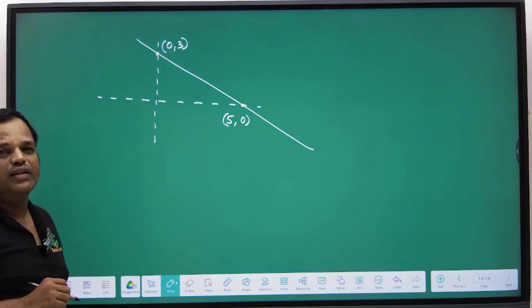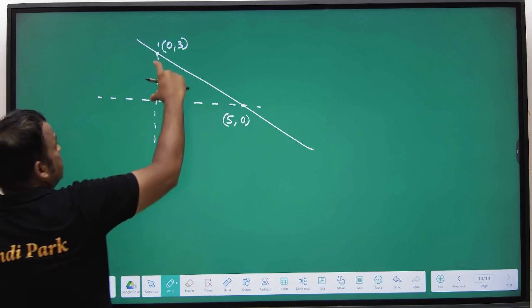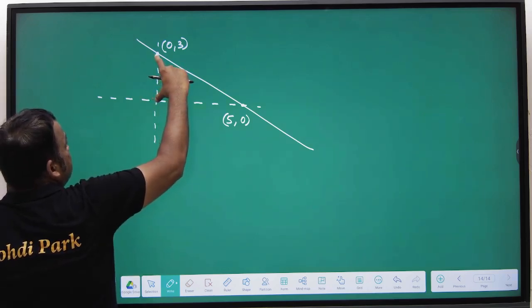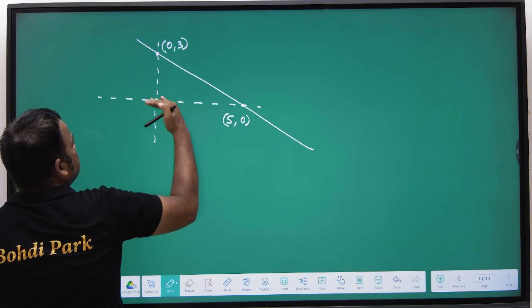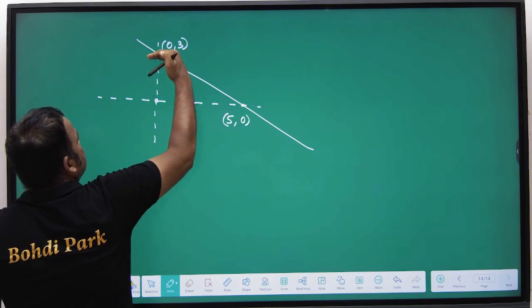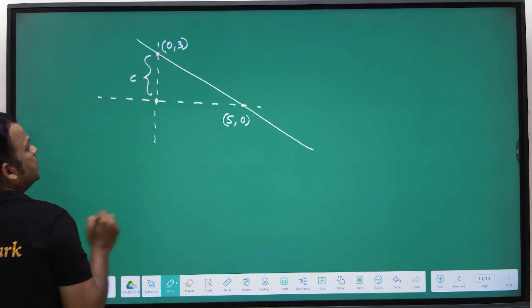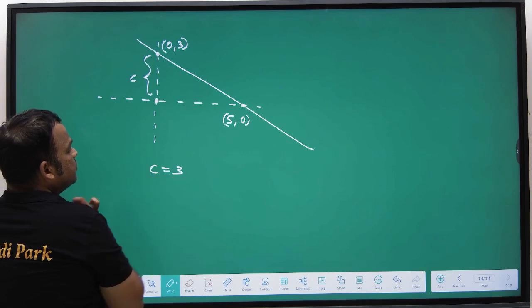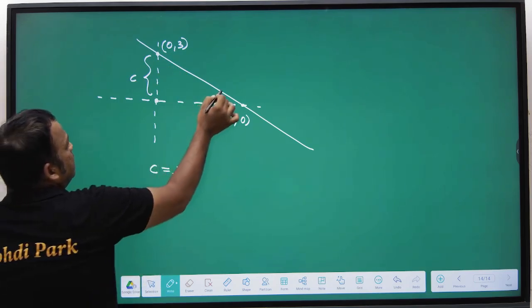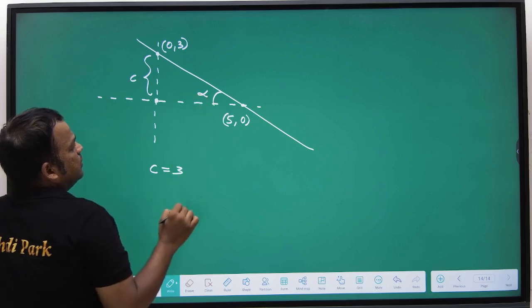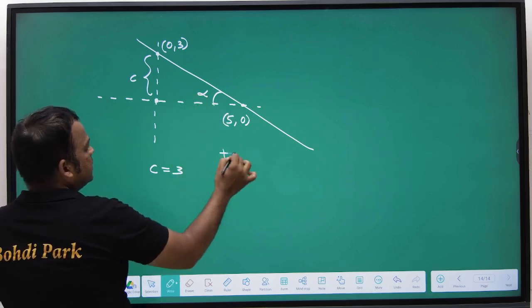Now how to find the equation? So we will see the c value. The c value is 3. From origin you have to go 3 distance to reach this point. So this is known as y-intercept. So the value of y-intercept is equal to 3. Now we will calculate this angle alpha, basically tan alpha.